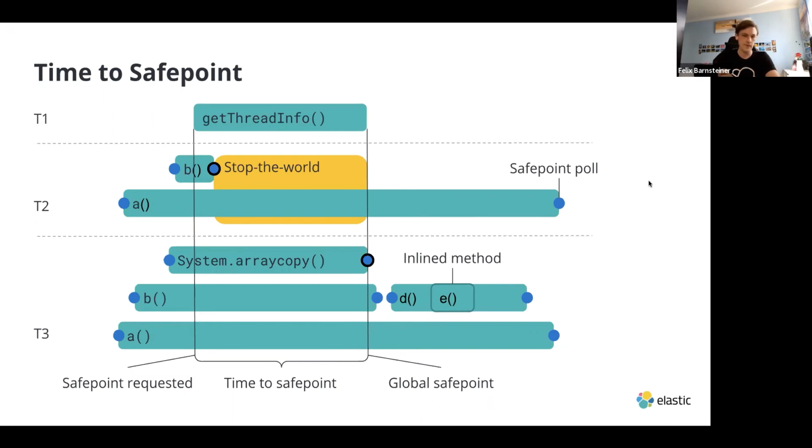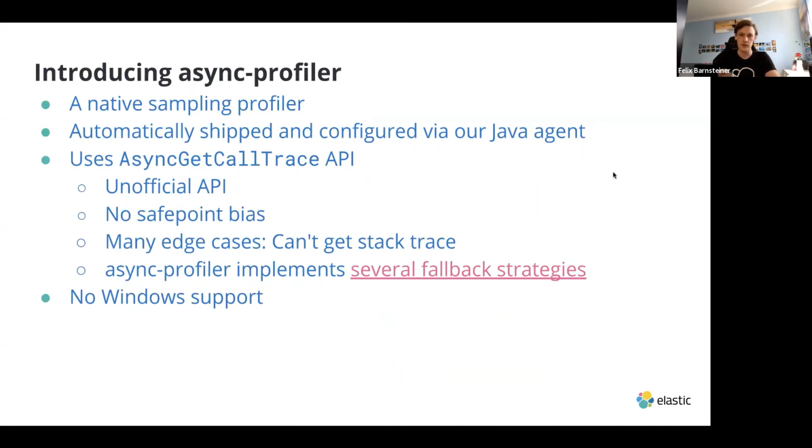All right, so much for all of the different biases for the profilers. Now introducing async-profiler. That is the profiler we are using in the Elastic APM Java Agent, and that is a really nice profiler. It's a native sampling profiler, and it's automatically shipped and configured via our Java agent. And again, this async-profiler is also used in IntelliJ, for example.